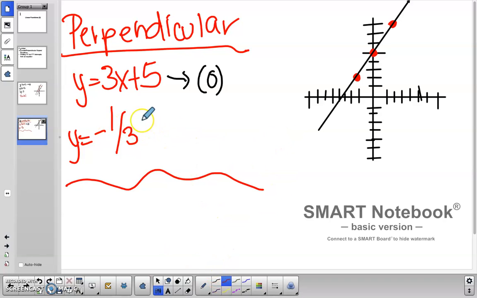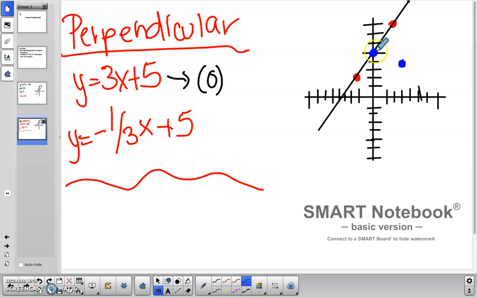So we got our slope, so negative 1/3 x plus 5. I'm going to do the same. So let me do it in a blue color. So we have the same y-intercept and then negative 1/3. So I'm going to go down 1 and right 3. So 1, 2, 3, about right there.